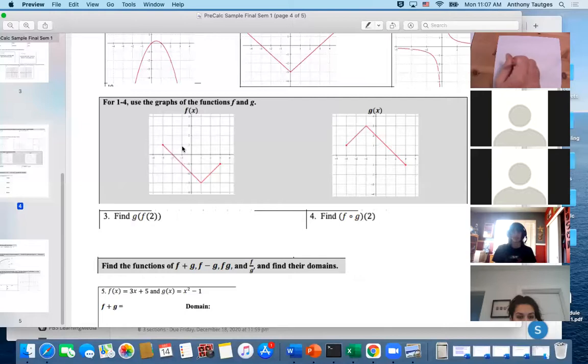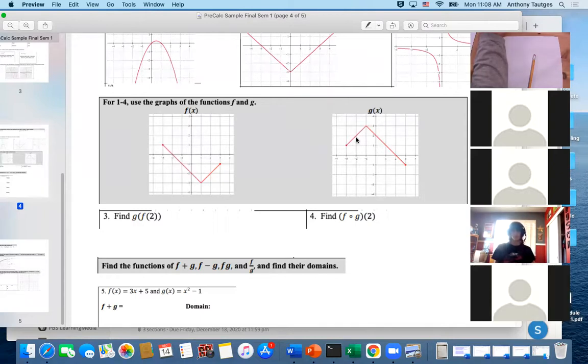And so we have this. For number 3, we want G of f of 2. So f of 2, here's f of x. F of 2 is -2. So what I want is G of -2. And G of -2 is +2. So the answer for this is +2.